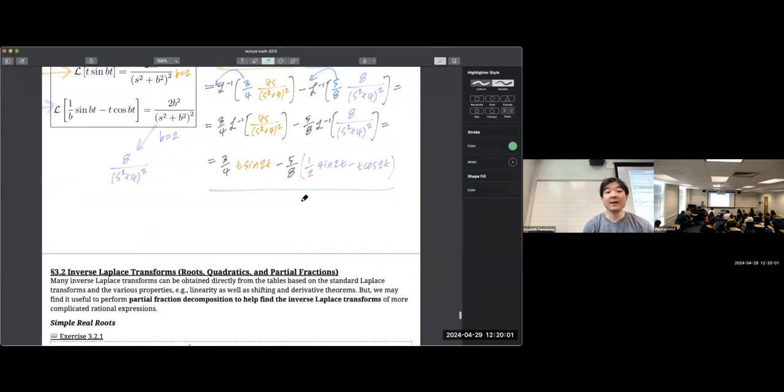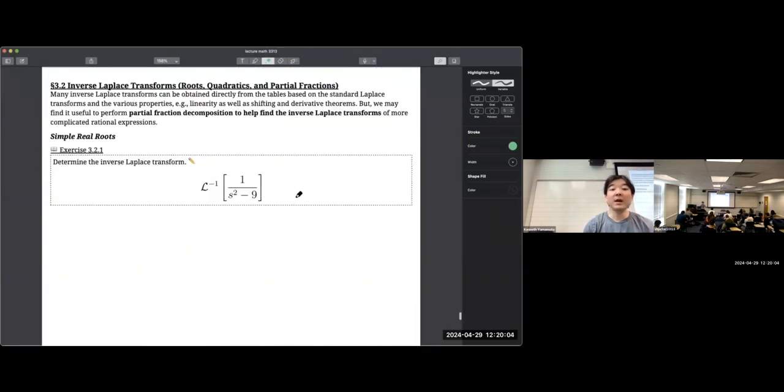All right, so then we're almost done with computing inverse Laplace transforms. There are certain types of inverse Laplace transforms that we'll have to do partial fractions to be able to solve. They're not that bad. So for example, this 1 over s squared minus 9, you could look at the table, but there's nothing on the table that's useful for being able to compute the inverse Laplace transform of this. So what we're going to do is decompose this into its partial fraction expansion.